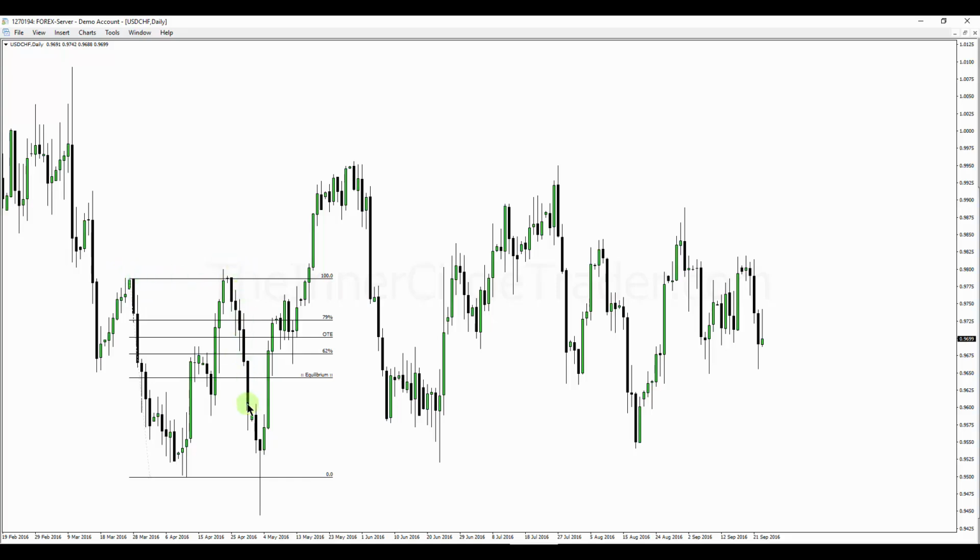Where is it going to go? Where do you take profits at? Below lows that are already established in the marketplace here and here. And you see that's exactly what the market does.